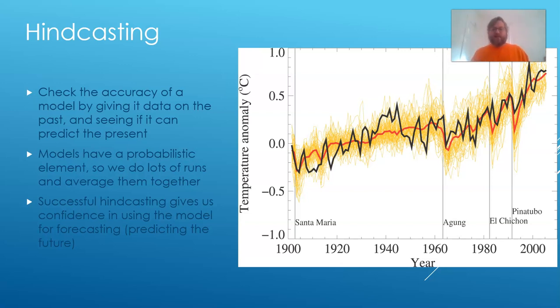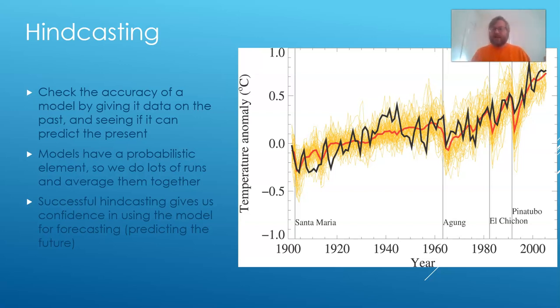Another thing to note about hindcasting and forecasting with models is that these models have a probabilistic element. There's an element of randomness in them. So we never just run the models once. Instead, we run the model a whole bunch of times, so that we're rolling the dice slightly differently in each model run, and then we take the average of all those runs. So we do a whole bunch of different model runs and then average them together and say that's the output from the model.